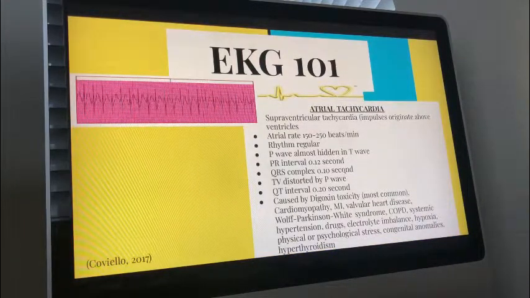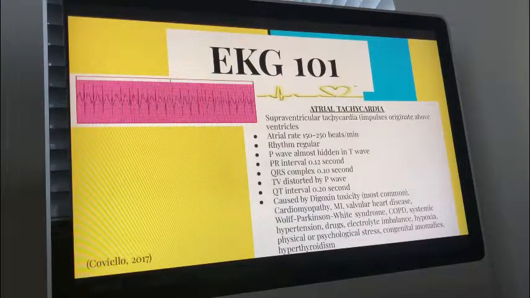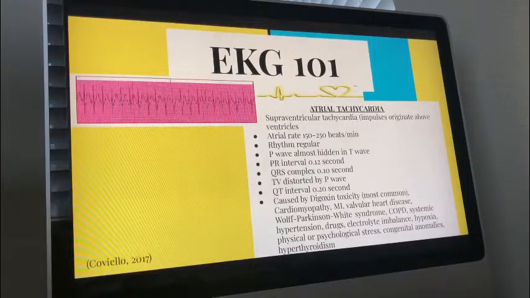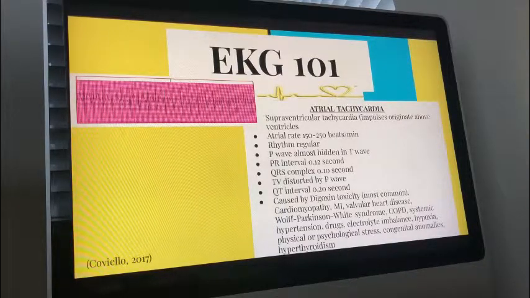This is atrial tachycardia. SVT is when the impulses originate above the ventricles. So this atrial heart rate is about 150 to 250 beats per minute. Rhythm is regular. You can't see the P waves. The PR interval is about 0.12 second. The QRS complex is 0.1 second. The T wave is distorted by the P wave. QT interval is about 0.2 seconds.